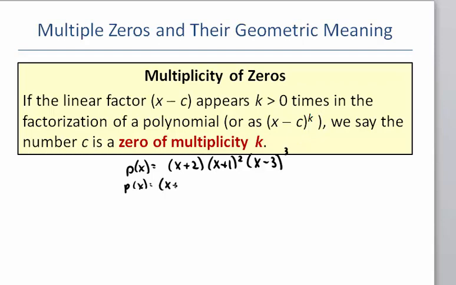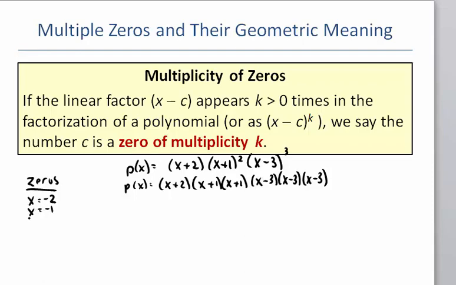So the x plus 2 is okay. The x plus 1 squared really means that it's x plus 1 times x plus 1. And the x minus 3 cubed means x minus 3 times x minus 3 times x minus 3. So what this is saying is that when you go write your zeros, you actually have 6 zeros because you have 6 factors. You have negative 2, you have negative 1 and negative 1 because that occurs twice, and you have 3, 3, and 3.